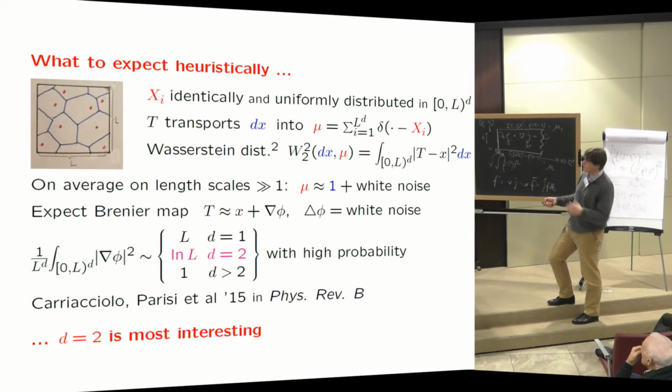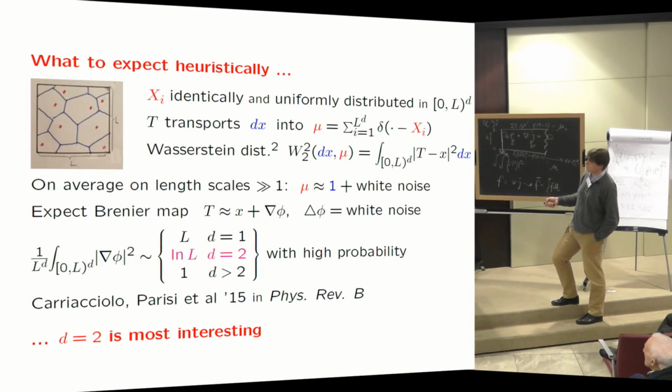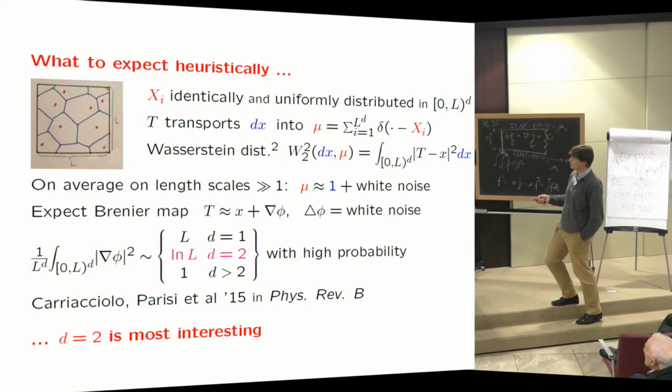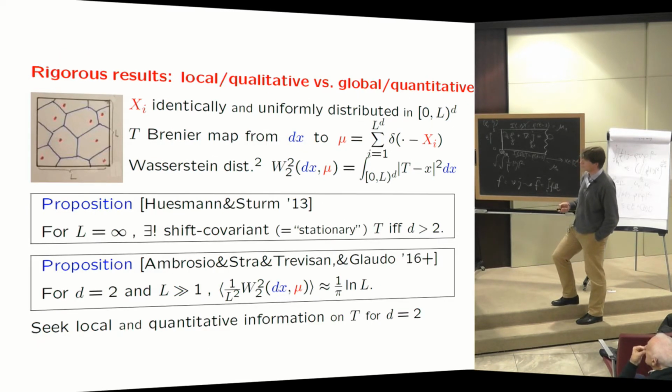And then you see a phase transition at 2 dimensions, very much like you're used to from the Gaussian free field. Namely, if you're in high dimensions, at least on large scales, you don't have an infrared divergence, but in dimension 2 it's borderline. You have an infrared divergence, and it grows logarithmically in the size of the system. So in a certain sense, the 2-dimensional case for this problem is the most interesting.